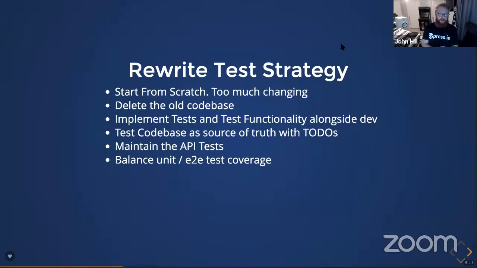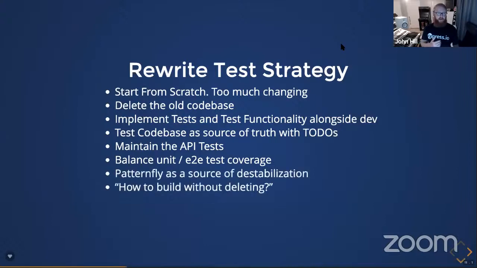If you looked at the partial implementation slide before, we actually wanted to use the test code base as a source of truth of what was implemented and what was not. That made sure we always knew how we were growing, fleshing things out. We did that with to-dos, which we'll talk about later. We got to maintain the API tests, so it's a rewrite only in the UI. We got a lot of confidence that the API was still functioning, since we had thousands of tests there. We wanted to balance the unit and end-to-end test coverage, not leaning too far in one direction.